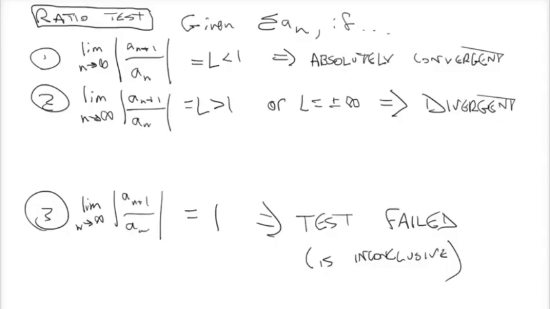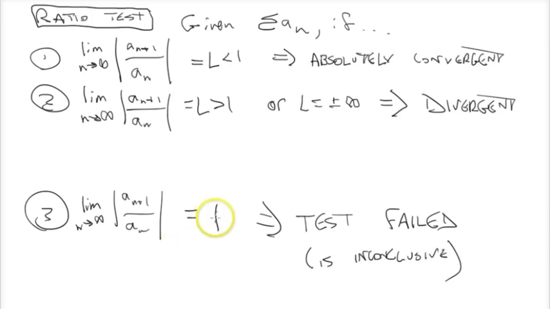The ratio test says that given some series a of n, if we take the limit as n approaches infinity of the absolute value of a of n plus 1, so given our expression of a, we add 1 to all the values of n, over a of n, and that equals some limit L, and that limit is less than 1, then we say that this series is absolutely convergent. And if that limit is greater than 1, or if the limit is infinity, then the series is divergent.